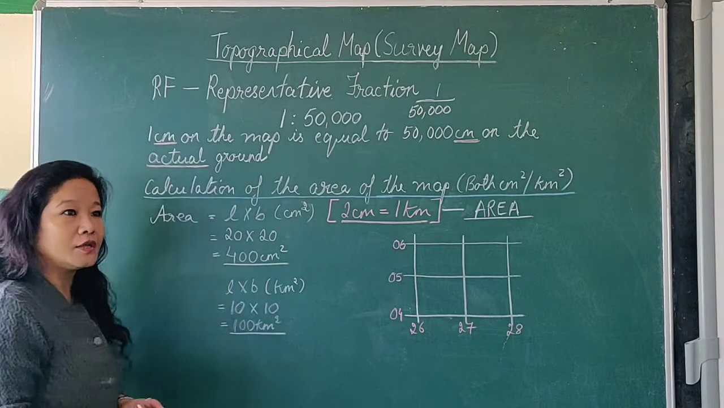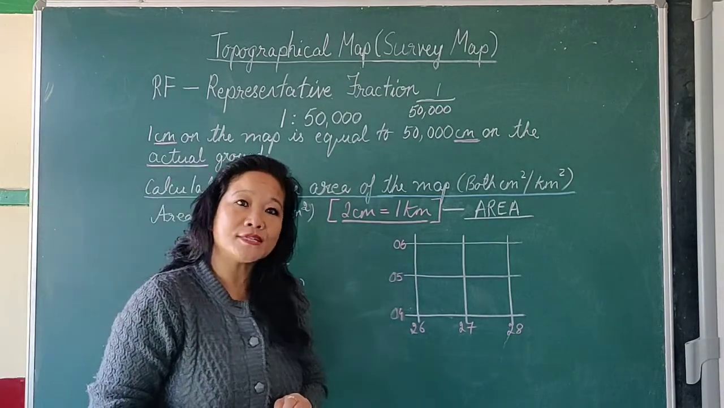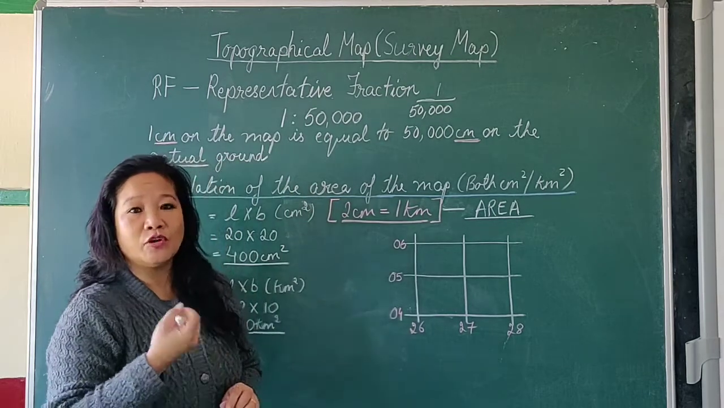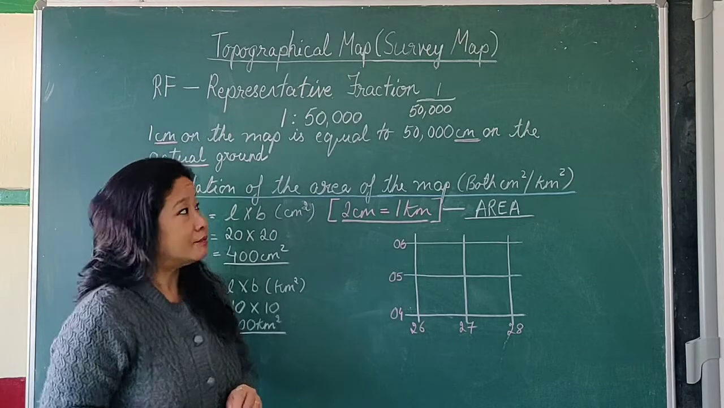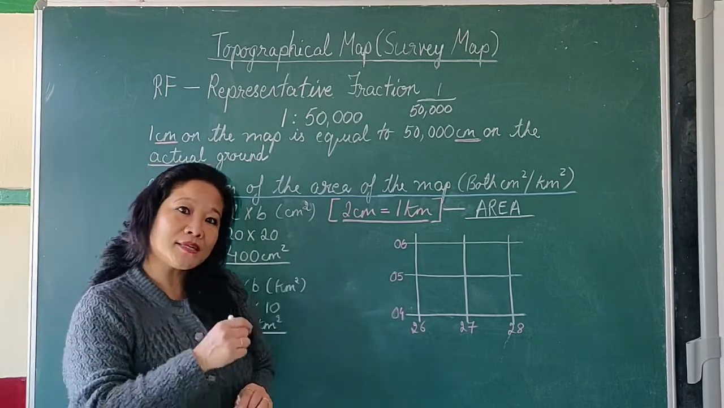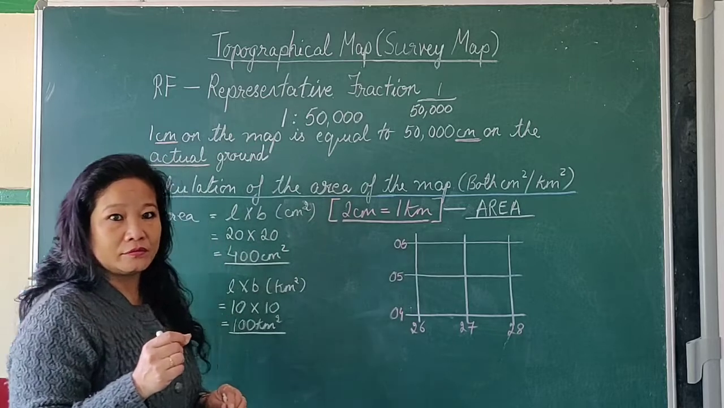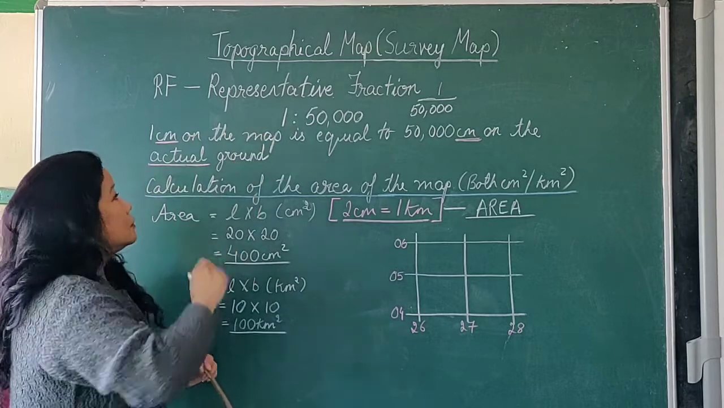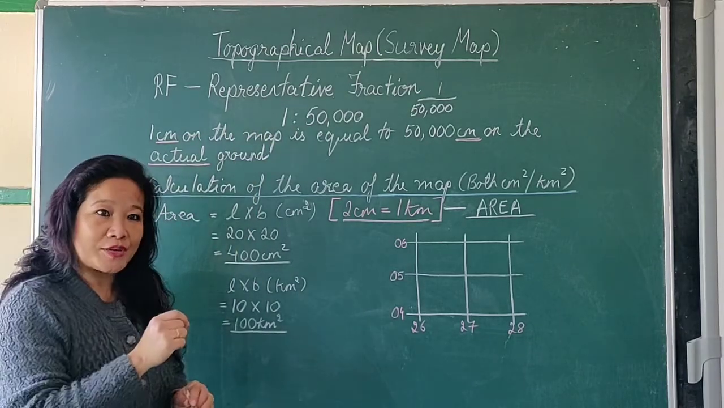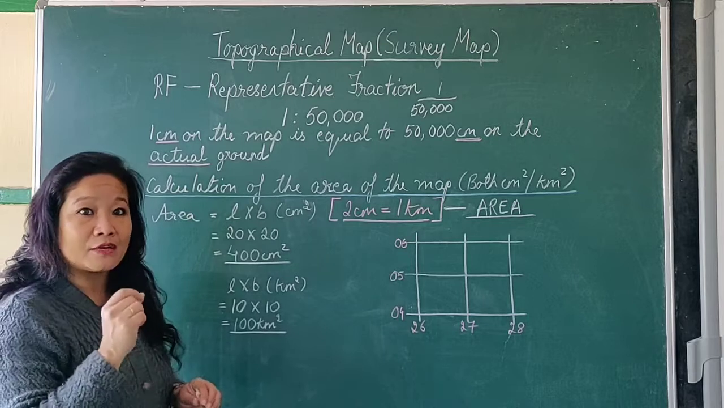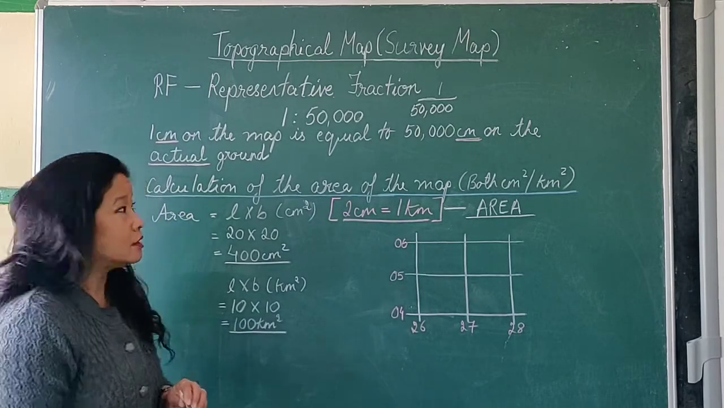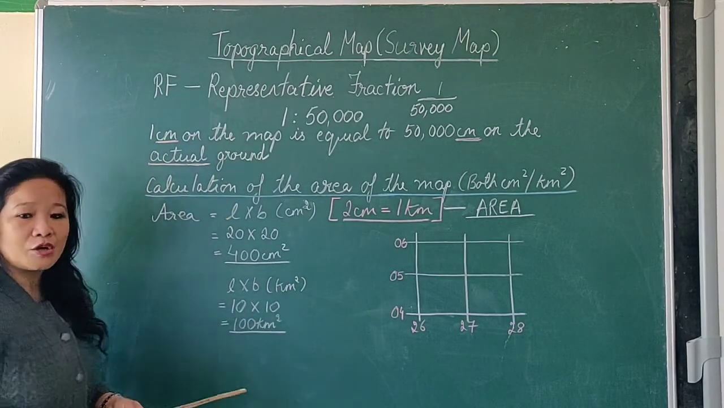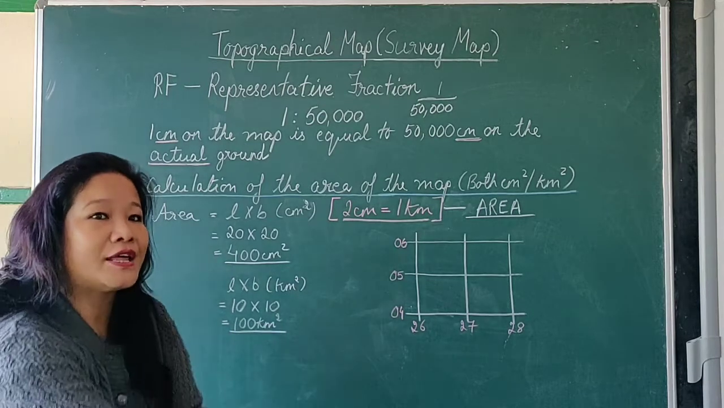Now see, in your board exams, if they ask you what is the RF of the map, the marking will be 1. RF stands for representative fraction, and you get full marks. But suppose the question says what do you mean by RF? There are two parts to it. What is the RF of the map? That is 1:50,000. Another question is, what does the RF of a map stand for, or what do you mean by it? Then you need to explain. In that case, I've mentioned here: 1 centimeter on the map is equal to 50,000 centimeter on the actual ground.